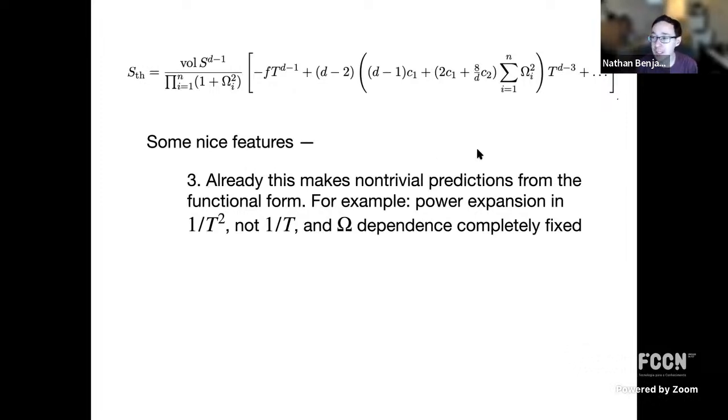The third prediction is precisely what Gabriel was saying, which is that this makes very non-trivial predictions for the functional form of the effective action. For example, the power expansion is in 1 over t squared, not 1 over t, and the omega dependence is completely fixed. And also these terms like log of t that Gabriel had mentioned don't show up for a generic CFT. Now, for very special theories like free theories, where the dimensionally reduced theory is gapless, then of course they could show up, but generically they will not.